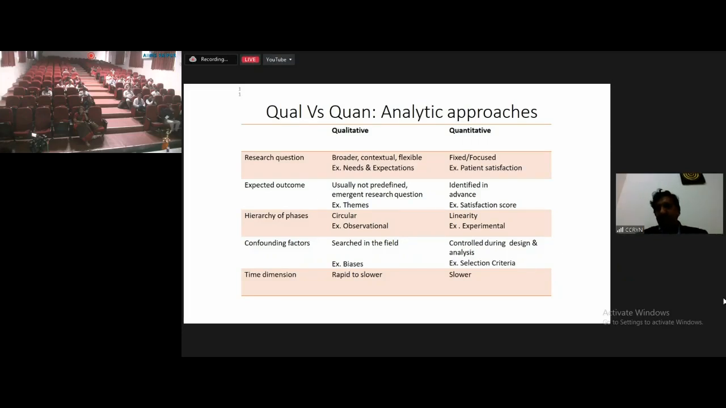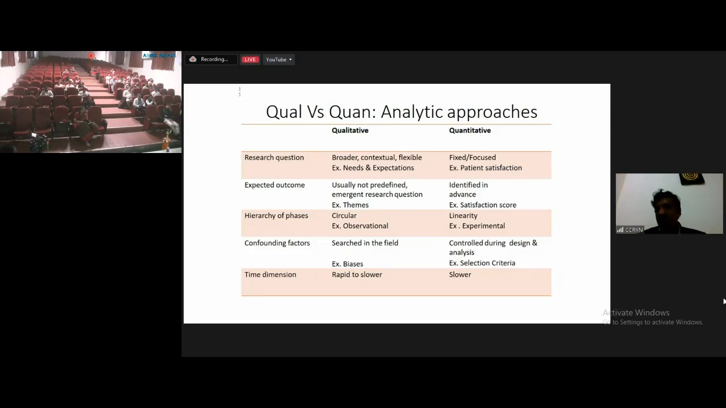So the patient would probably say, I need a bar in the bathroom because I have a disability, and it's very difficult for me to go to the bathroom. This is something different which cannot really be quantified in any sort of research. It's more qualitative in nature. So the expected outcome is not predefined. It is an emergent research question, and you can get themes out of it. I'll come to the themes later on.